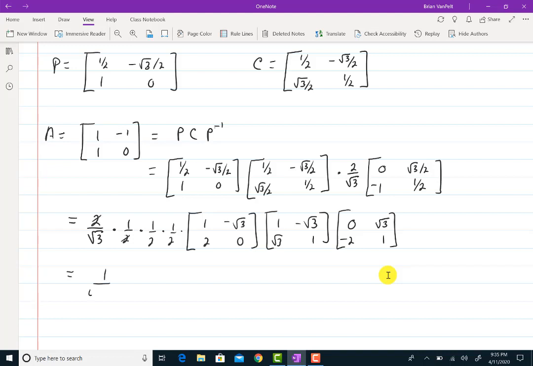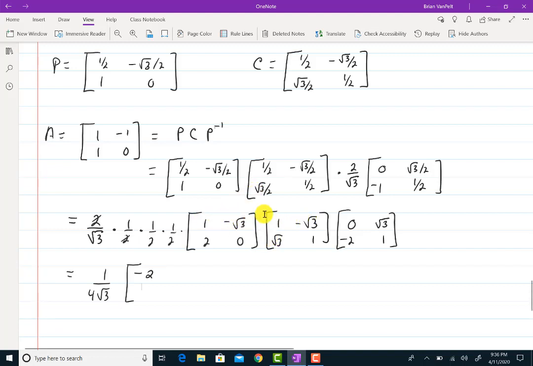I'm left with 1 over 4 radical 3. So I'll start with the first two matrices and then I'll attach that one at the end. When I do this row with this column, I'm going to get 1 times 1 minus radical 3 times radical 3. So that'll be 1 minus 3. I'll get negative 2 in that spot.